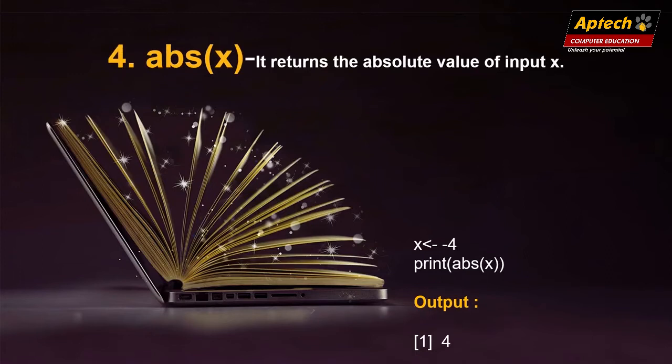Next function is abs function. The job of the abs function is to return the absolute value of x. I am passing here -4 to the x vector, and I am writing here print abs(x). So without any minus or plus sign, it returns 4. If you are passing +4 or -4, the result will be 4. So this is the abs function.